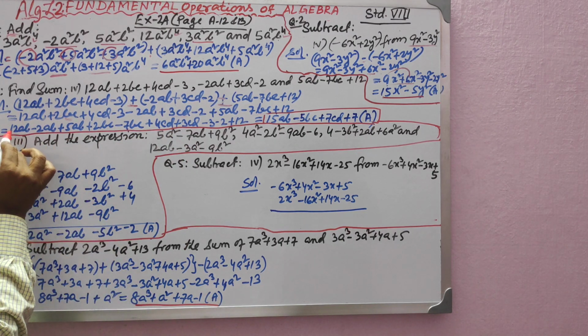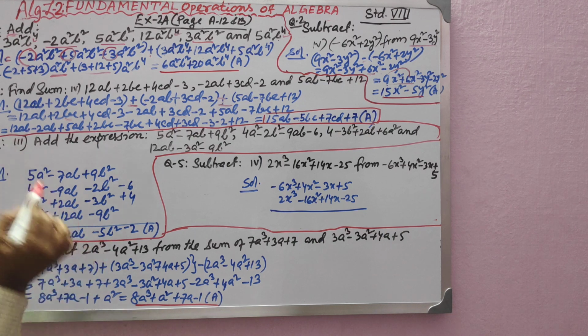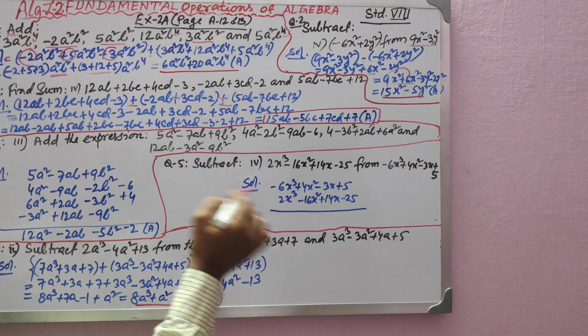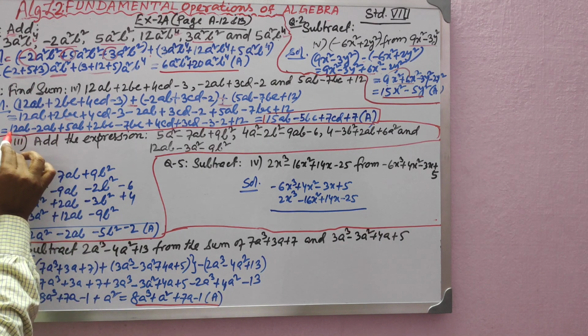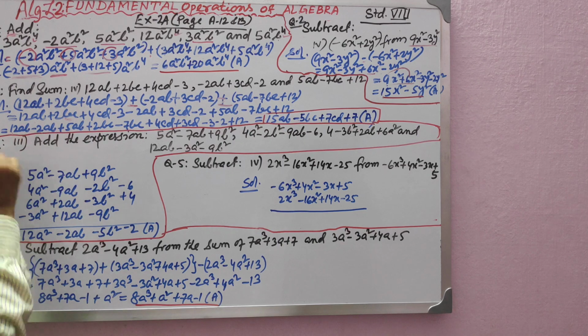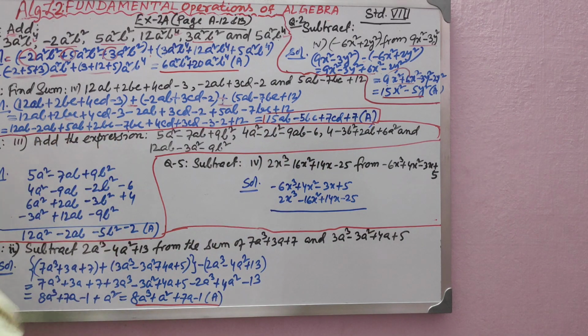Now what do you do? 12 AB, how many are there? 1, 2, 3. What is the numerical coefficient in this? You don't have to arrange further, you don't have to write the numerical coefficient separately, it will be lengthy. Okay, so what will become? 12 minus 2, means 10, 10 plus 5, 15. 15 AB. AB part is over.